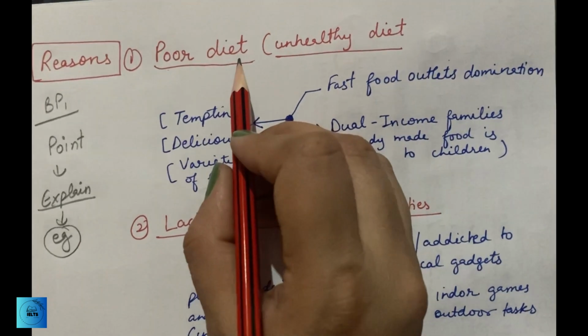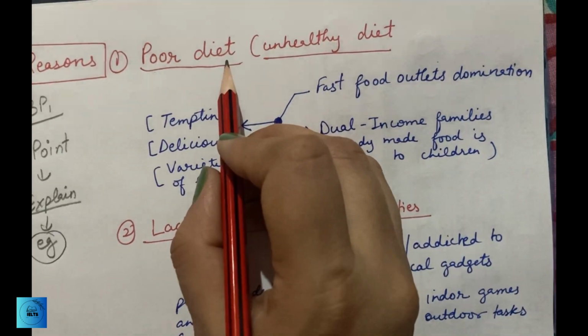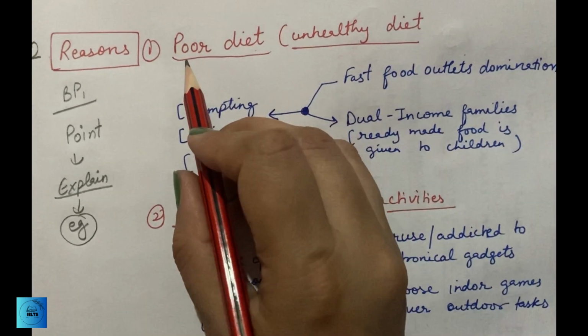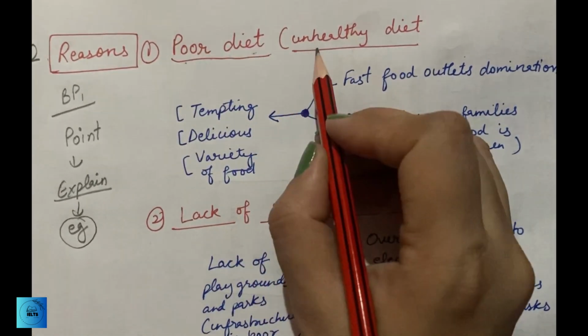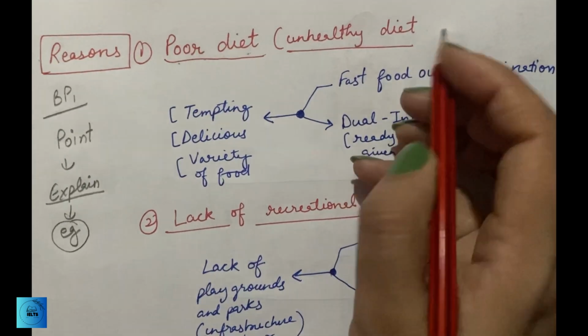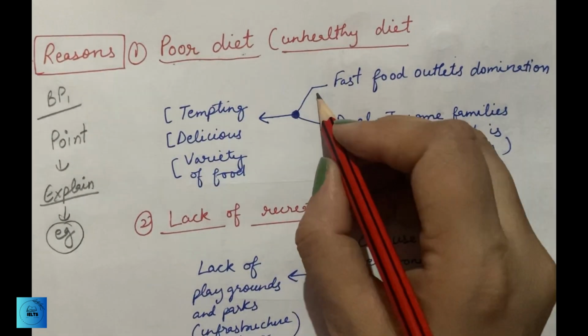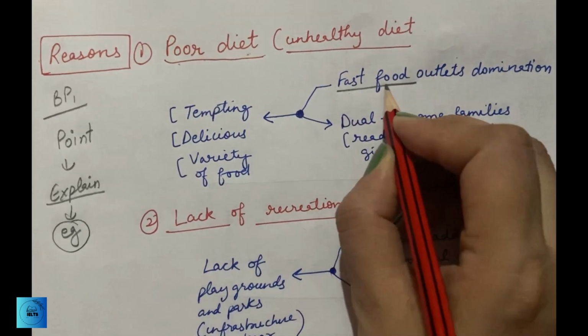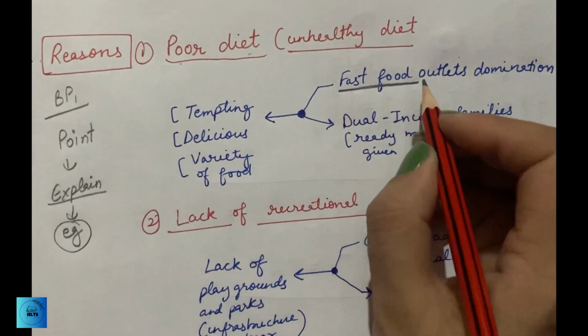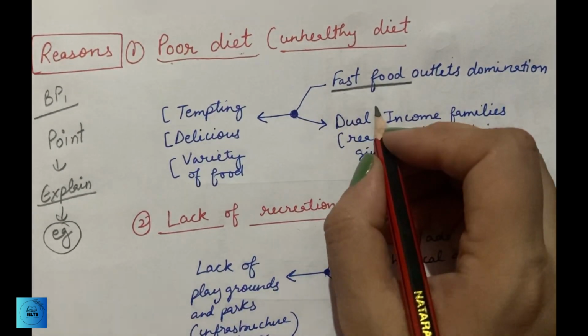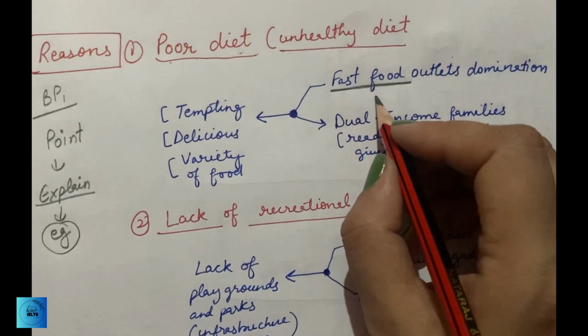So why are individuals, youngsters these days becoming fat or obese? The first reason is because of their poor diet. Poor diet basically means unhealthy diet. So we know that youngsters these days are highly attracted toward fast food. Fast food is the true love of youngsters, not only youngsters, in fact all individuals of this modern world.